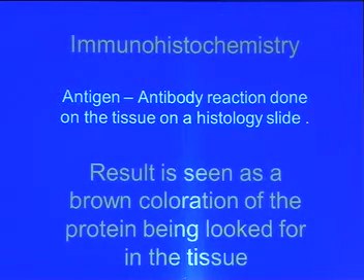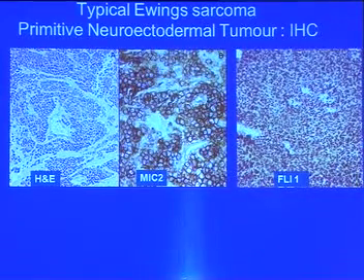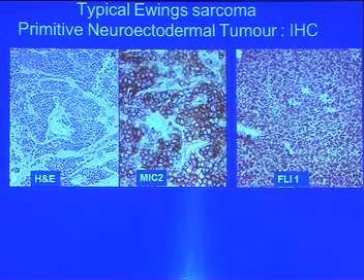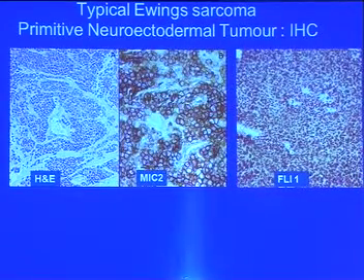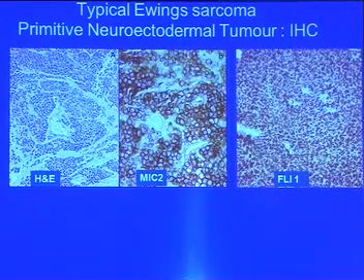this is not very easy to achieve. Now, the result of this antigen-antibody reaction is seen as a brown discoloration, and this brown discoloration is to be observed in the element of the cell where it is supposed to show the brown color. This is a typical example of Ewing's sarcoma. It's a malignant round cell tumor, and this is the MIC2 or CD99 stain. So just brown color is not sufficient. I have to see it nicely in the membrane of the cells.